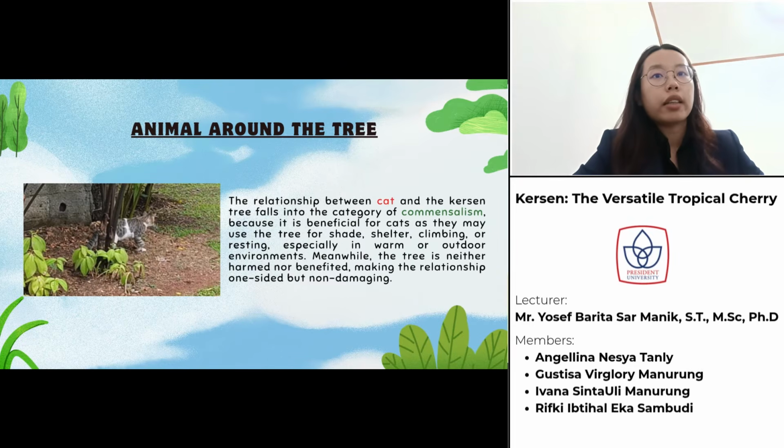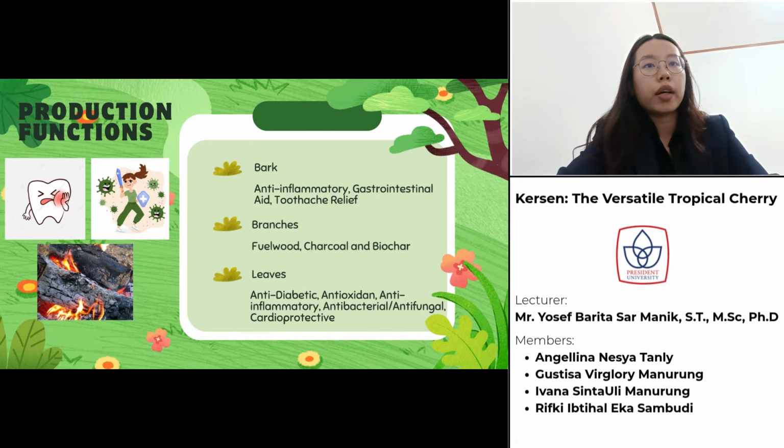Lastly, there is a cat. Cats sometimes use the Carson tree for shade to rest under it. The cat benefits from the tree, but the tree doesn't gain or lose anything. So this relationship is an example of commensalism.